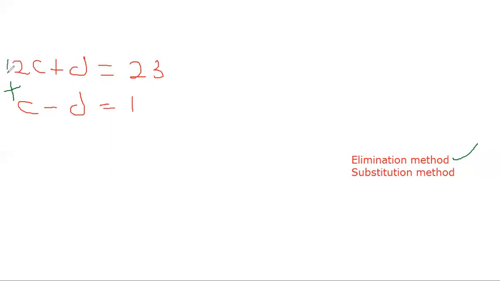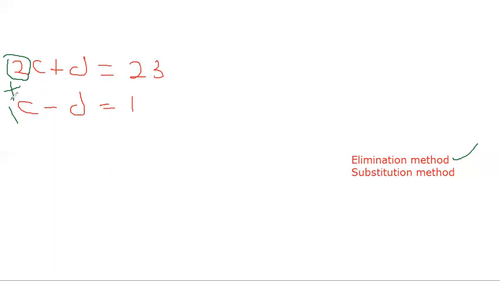No, they don't have. The coefficient of C here is 2. For this one is 1. So they are not the same. But for letter D, they are the same because it is 1, 1. Is that clear? Good. That is why we want to eliminate D. Are you following? Because it's easy now, they are the same, so we can remove it.